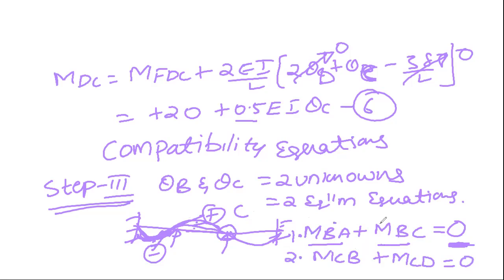So what are MBA, MBC, MCB and MCD? What values do we have to substitute here? Whatever the 6 equations we have solved: MAB, MBA, MBC, MCB, MCD and MDC. Those values you have to substitute here, and you have to calculate the unknowns theta B and theta C. So this is our target. So in step 3, I wrote the equilibrium equations. Now I'm going to substitute these and find out these values.